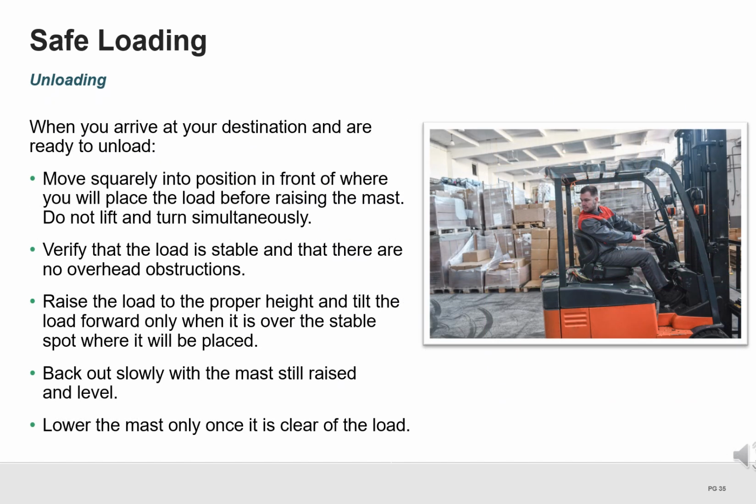When you arrive at your destination and are ready to unload, position the forklift squarely in front of the placement area before raising the mast. Do not lift and turn at the same time. Verify that the load is stable and that there are no overhead obstructions. Raise the load to the appropriate height and only tilt it forward once it is directly over the placement area. Once the load is set down, back out slowly with the mast raised and level. Lower the mast only after it is completely clear of the load.